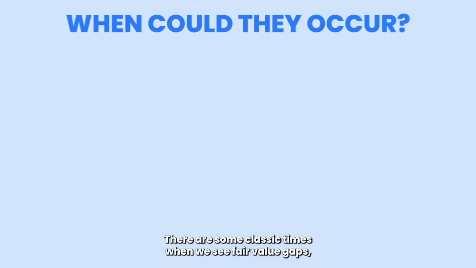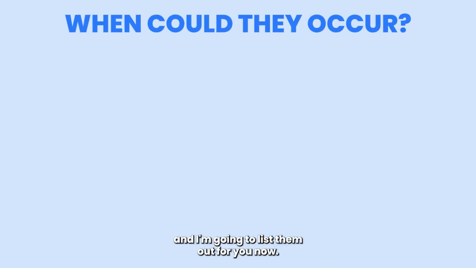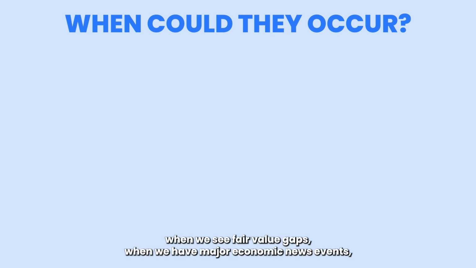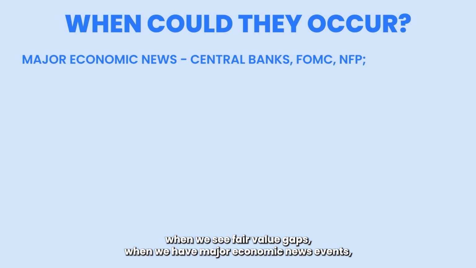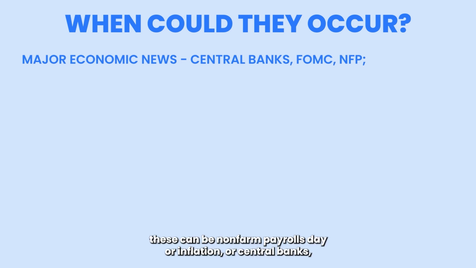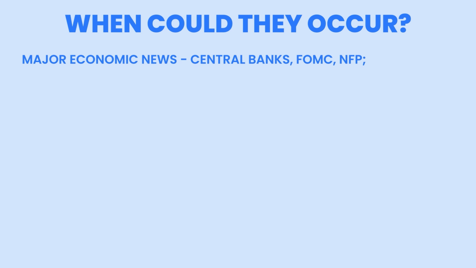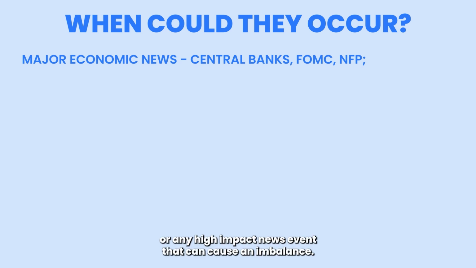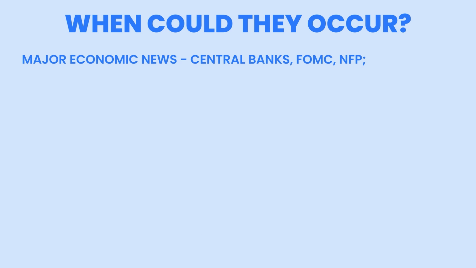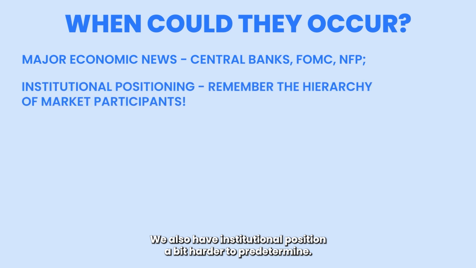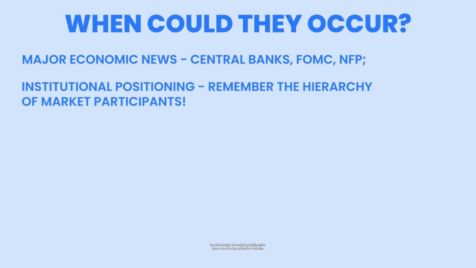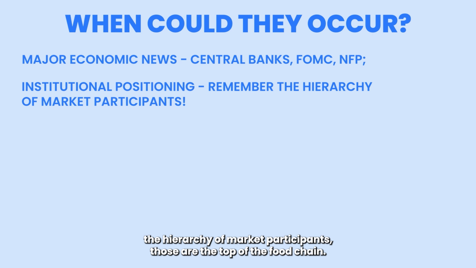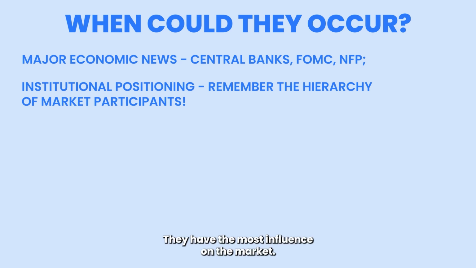There are some classic times when we see fair value gaps, and I'm going to list them out for you now. Probably the most common time when we see fair value gaps, when we have major economic news events. This can be non-farm payrolls day, or inflation, or central banks, or any high impact news event that can cause an imbalance. We also have institutional positioning, a bit harder to predetermine, but when we think about the hierarchy of market participants, those at the top of the food chain, they have the most influence on the market, and when they buy and sell, that can cause fair value gaps.